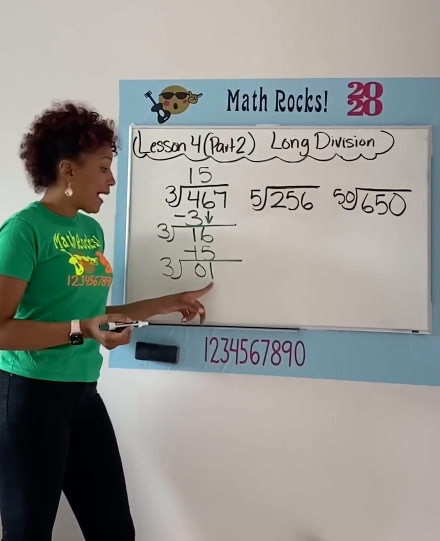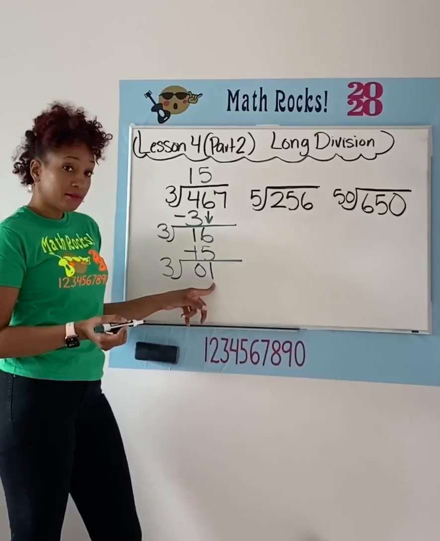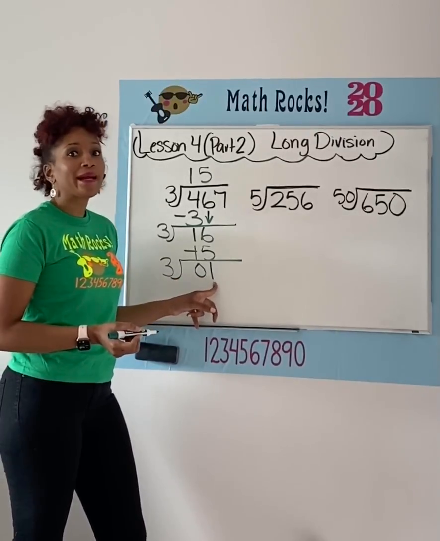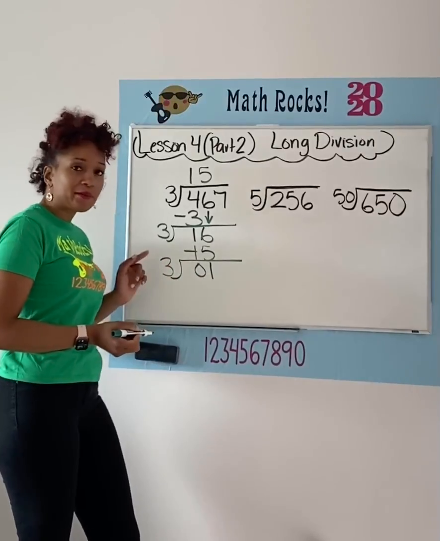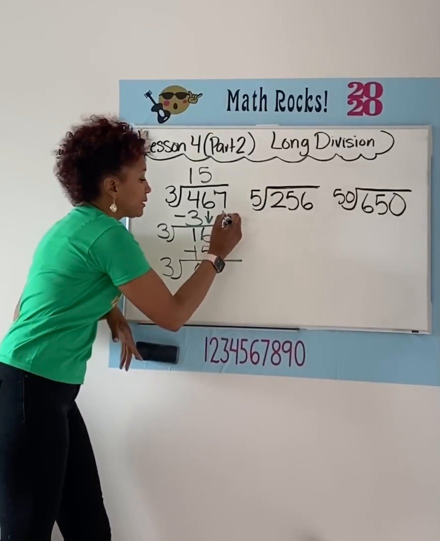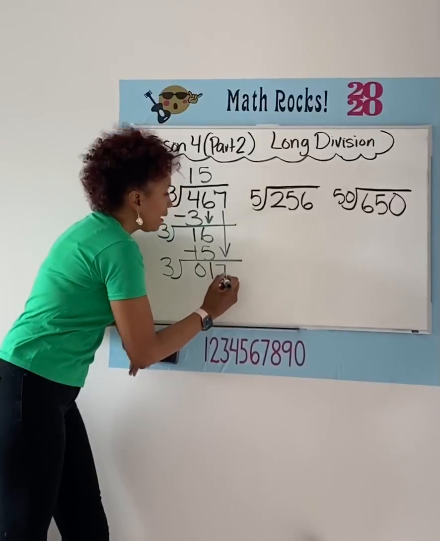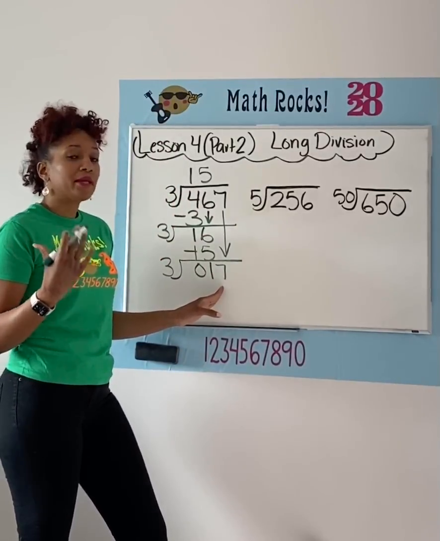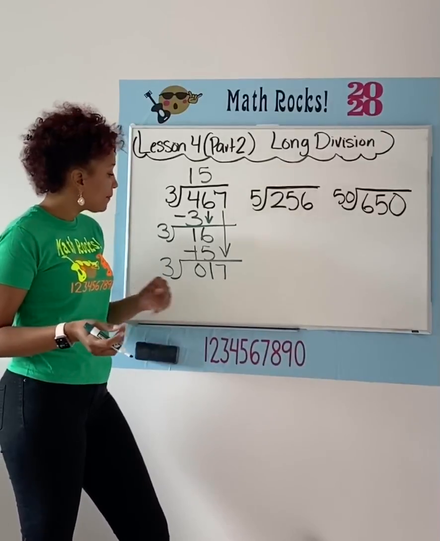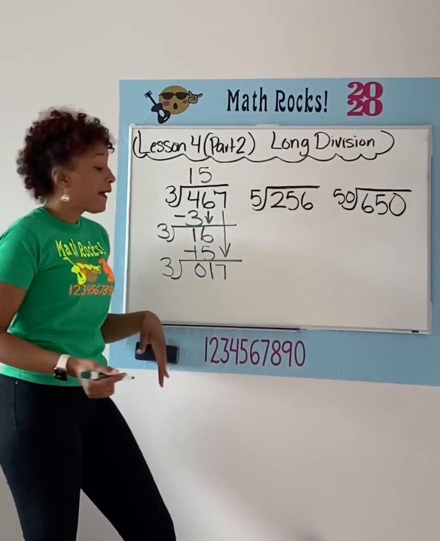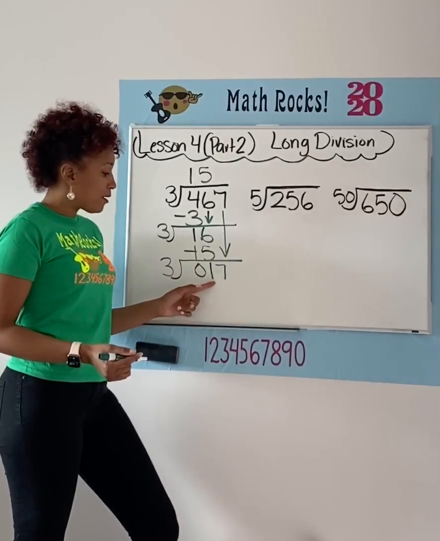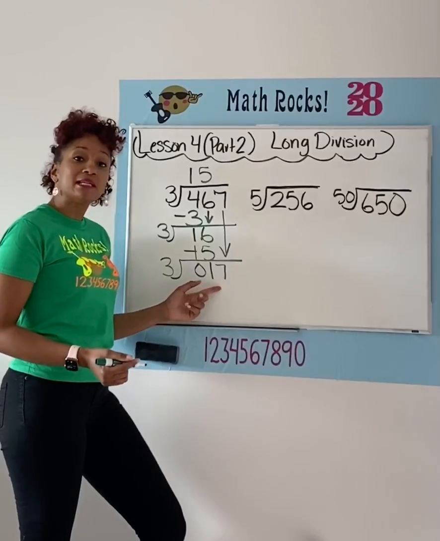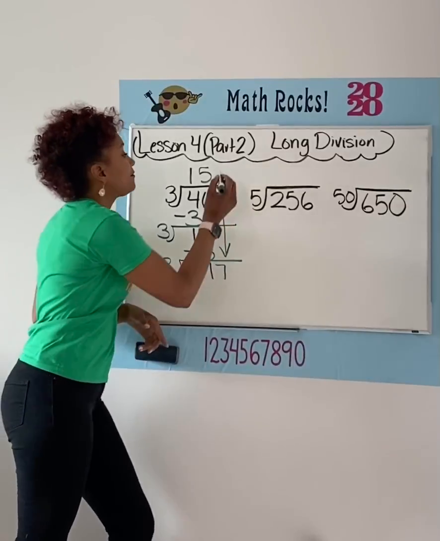3 again cannot fit into 1, or I can't make any groups of 3 out of 1, or I can't divide 1 by 3, so therefore I am going to bring down my 7. Each time I bring a number down is making the previous number bigger or larger, okay? So then you ask yourself again, how many groups of 3 can I make out of 17? Or how many times can 3 fit into 17? And your answer is 5.